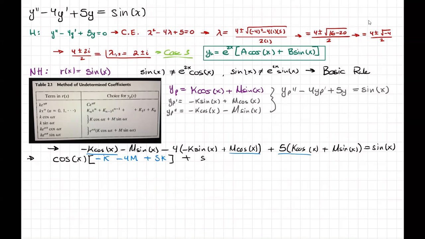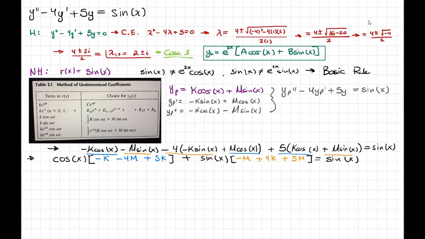And then we have the sine, and then let's check the sine terms. In this one we have negative m, and this will be negative 4 times negative k will make a positive 4k, and then this one will be plus 5m equals to sine of x.